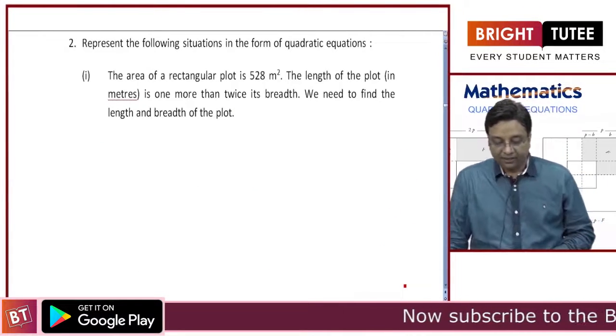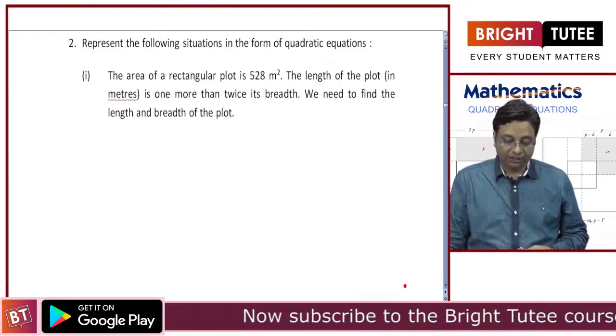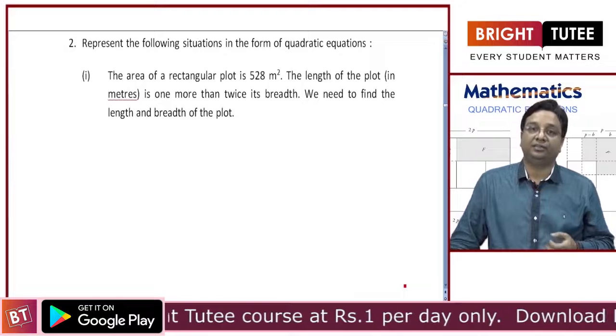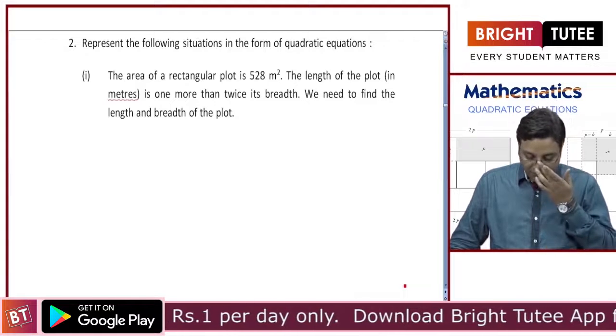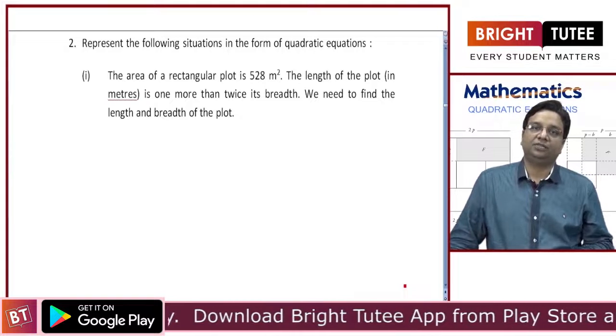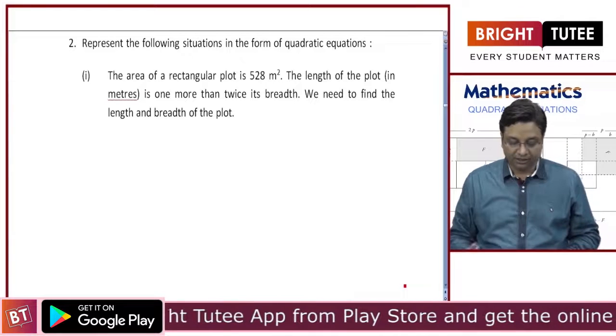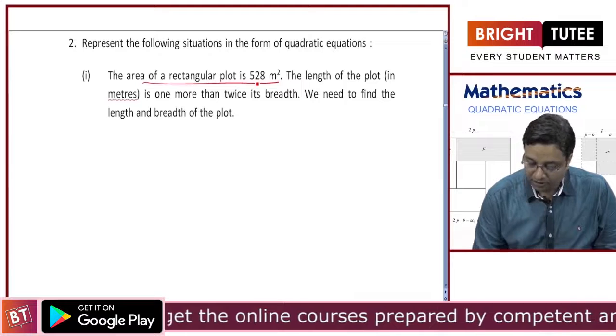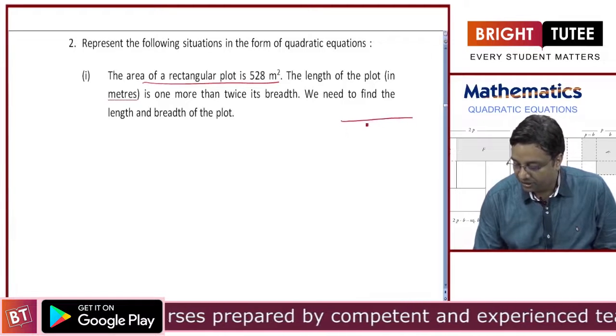Okay, let us see what this question asks us. Represent the following situations in the form of quadratic equations, right? We just need to represent this situation in the form of a quadratic equation. This is what the question is asking. So, the area of a rectangular plot is 528 meters squared. Let's make a rectangular plot.